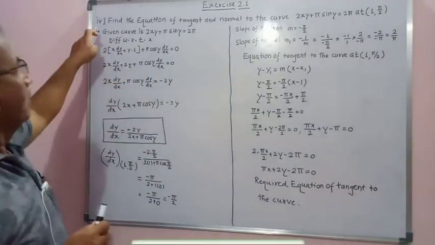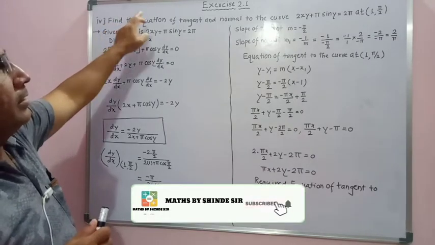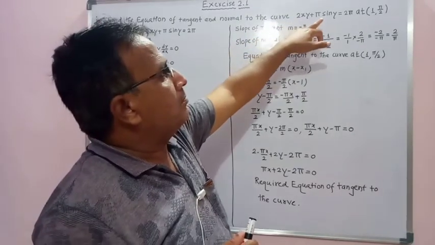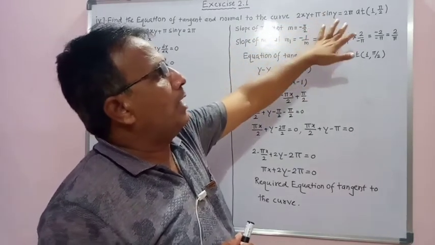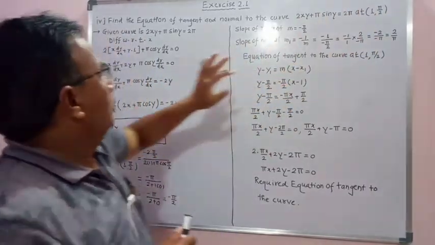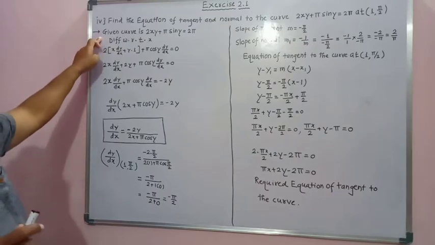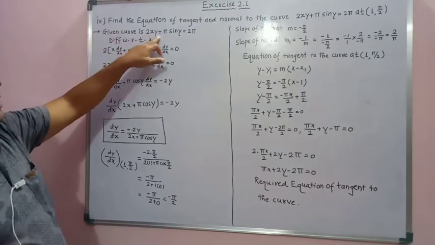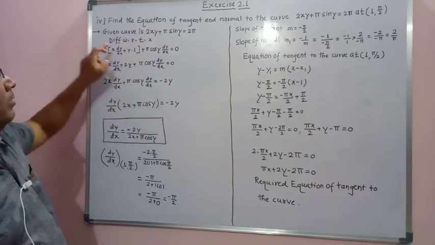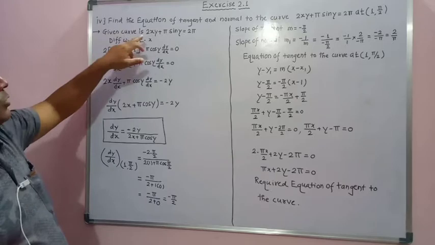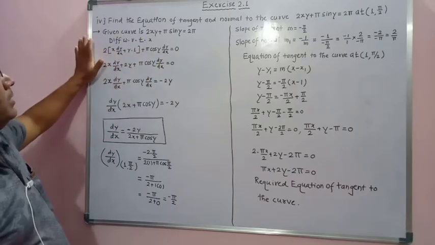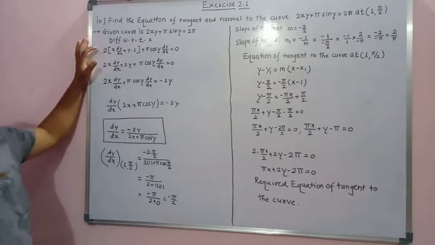Find the equation of tangent and normal to the curve 2xy plus pi into sin y equal to 2 pi at the point (1, pi by 2). The given curve is 2xy plus pi into sin y equal to 2 pi. Differentiate both sides with respect to x.